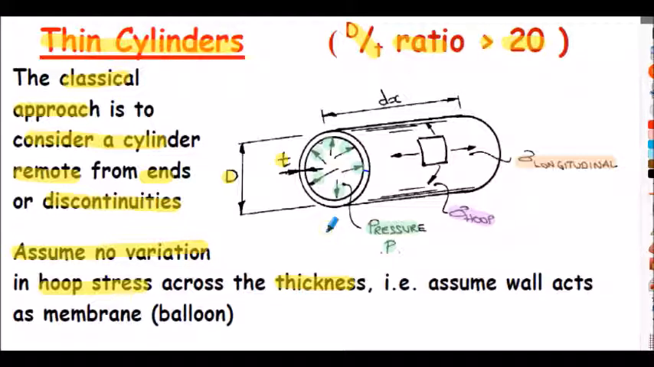You'll see the formulae we're going to derive are very simple to use. So engineers like it because it gives very accurate results very quickly for a section that's classified as a thin cylinder. So that's why we like to use this theory.